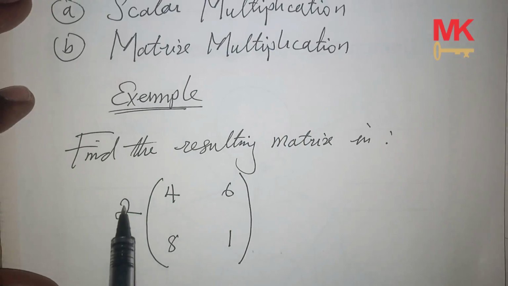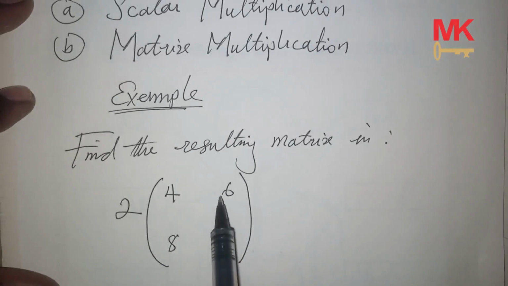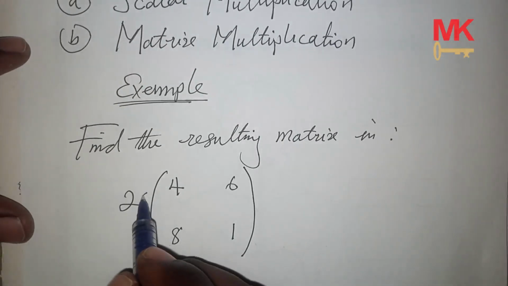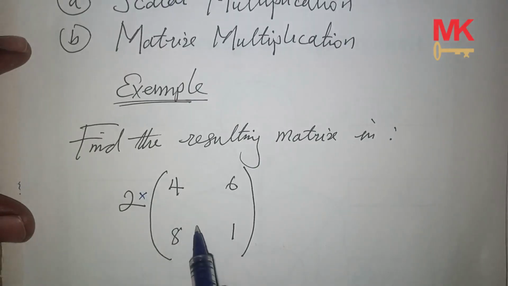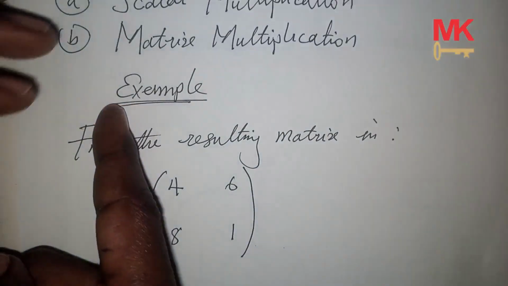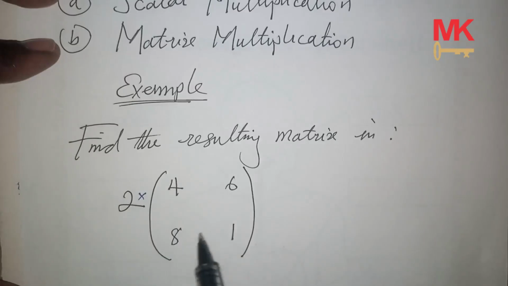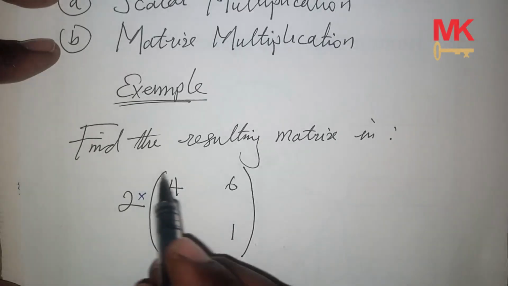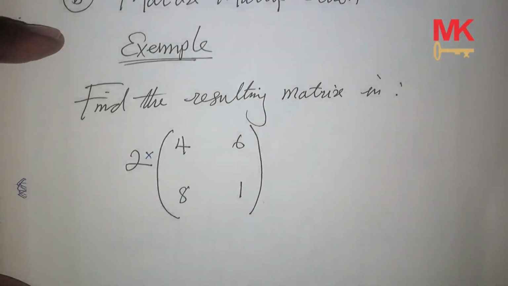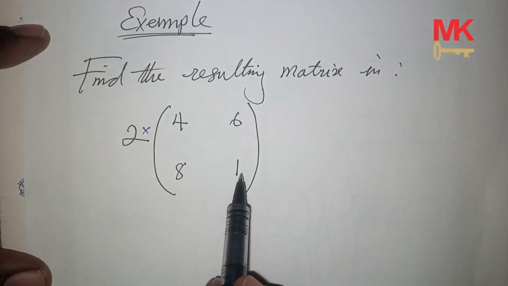Now, if you look at this, this is a single number and it's being written in front of this matrix, meaning that the 2 is multiplying the matrix. So this 2 you see here is called the scalar quantity or the scalar value. So we call this scalar multiplication. To do this is very simple. All you just need to do is use the 2 to multiply each element in the matrix and you're done.